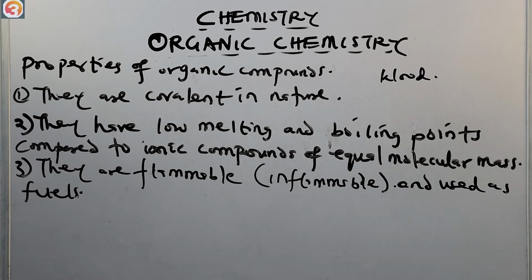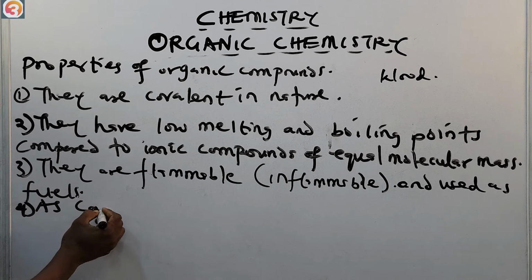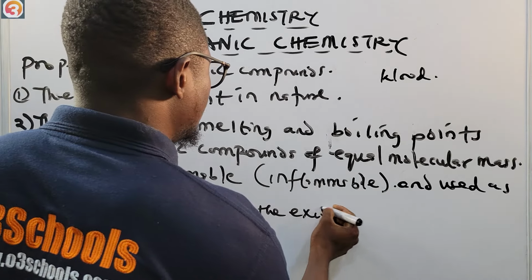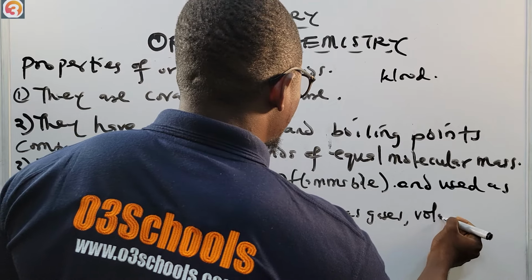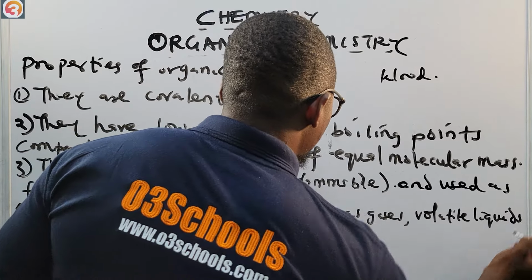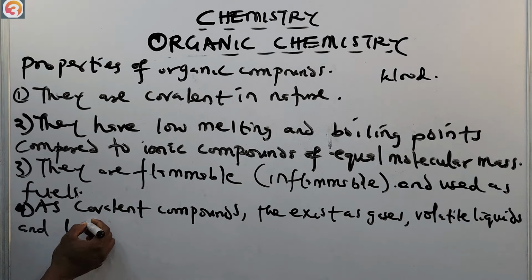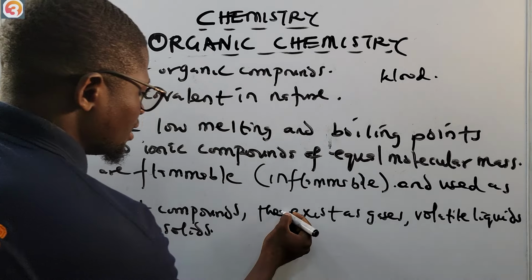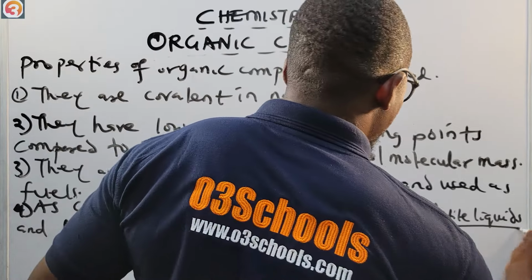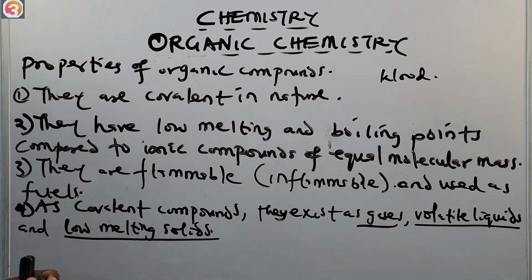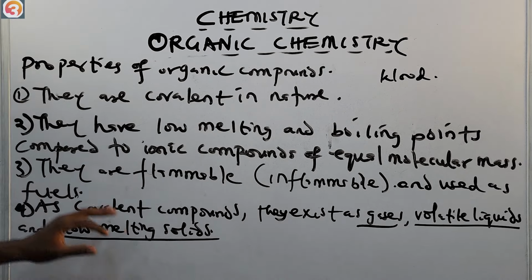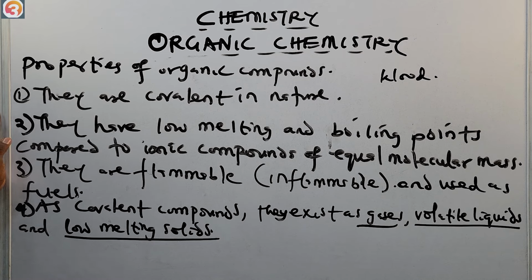Also, number four, as covalent compounds, they exist as gases, volatile liquids, and low melting solids. These are properties of covalent compounds. Organic compounds are covalent in nature already, so because they are covalent in nature, they exist as gases, volatile liquids, and low melting solids. This is another property of organic compounds.